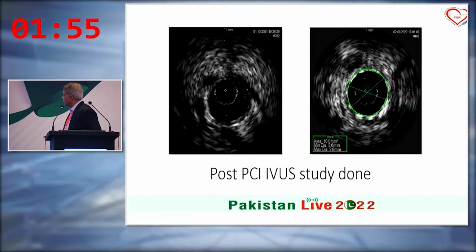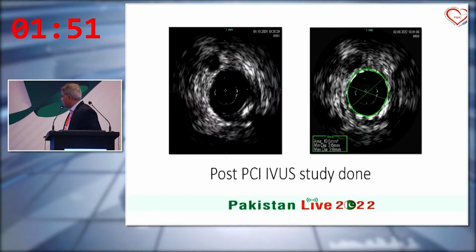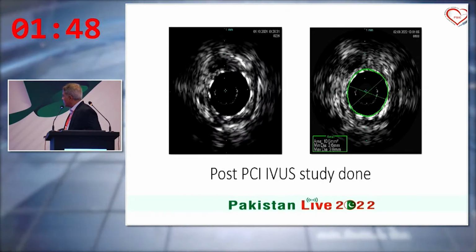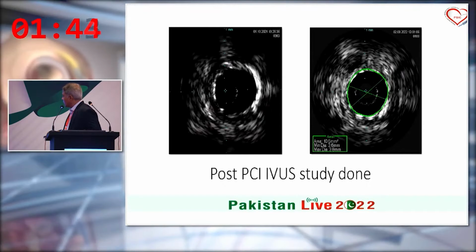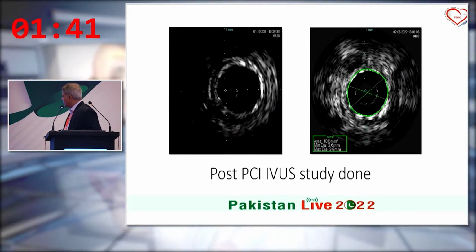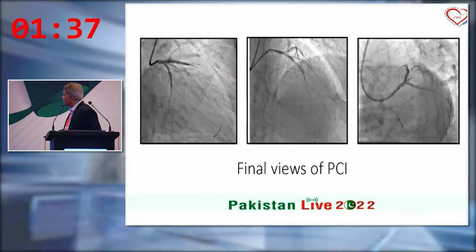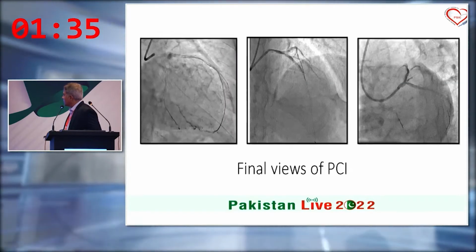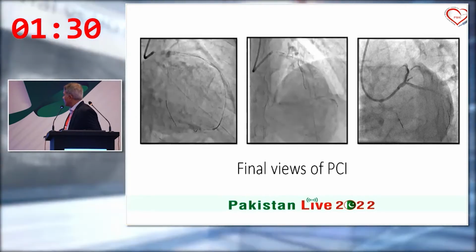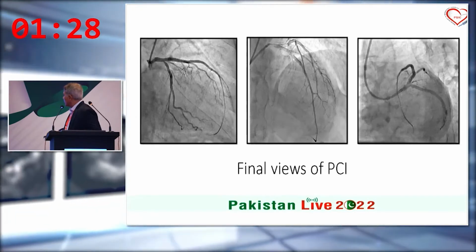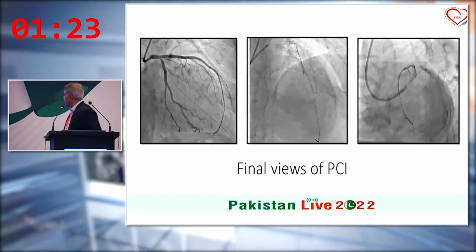The whole length was post-dilated, and post-PCI IVUS was done, which showed an adequate result, and the area measured in the mid part of the LAD and the proximal part was 3.6 and 3.8. These are the final views. Flow into the circumflex is adequate, and both angiographically and on the IVUS, there was no missing of the ostial part of the LAD.